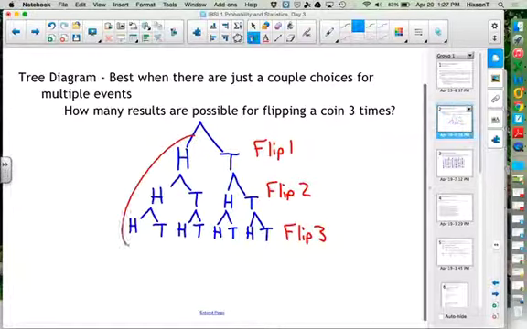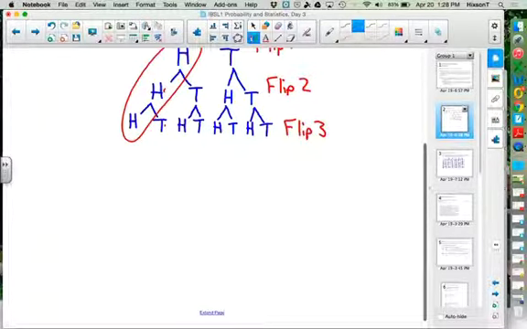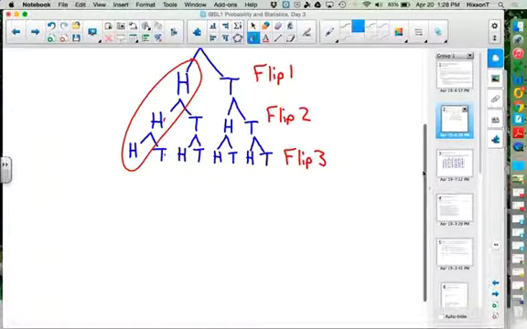So, for example, we could get all heads. Okay? Or we could get 2 heads and a tails. But that can happen multiple ways. Okay? There's only one way to get all 3 heads. Okay? But watch this. We could get head, head, tail. Alright? 2 heads and a tails. Or, look at this. We could get head, tail, head.